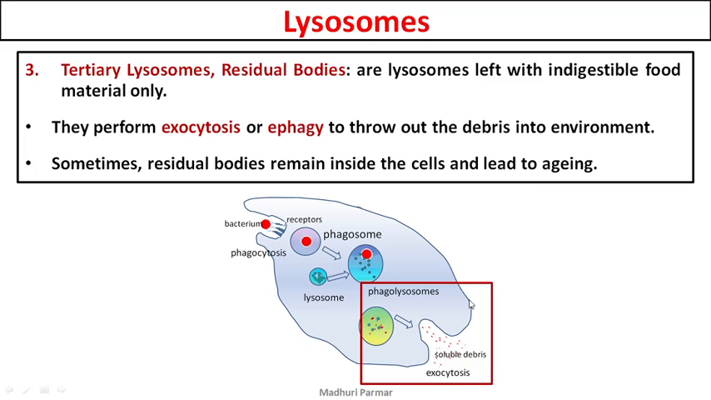If for some reason these residual bodies, which have this undigested food, are not able to fuse with the plasma membrane, or if exocytosis is not happening and they remain within the cells, scientists have found that it leads to aging. So aging can be caused because of a large number of residual bodies in the cell. Tertiary lysosomes, residual bodies, are leftovers of the phagolysosomes, and they have material which cannot be digested further. It is supposed to be thrown out.